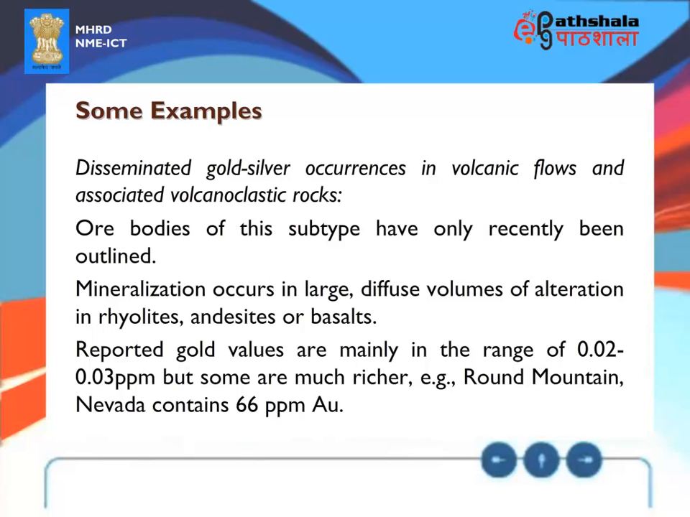Disseminated gold-silver occurrences in volcanic flows and associated volcanoclastic rocks. Ore bodies of this subtype have only recently been outlined. Mineralization occurs in large, diffuse volumes of alteration in rhyolites, andesites, or basalts. Reported gold values are mainly in the range of 0.02 to 0.03 ppm, but some are much richer. For example, Round Mountain, Nevada, contains 66 ppm gold.